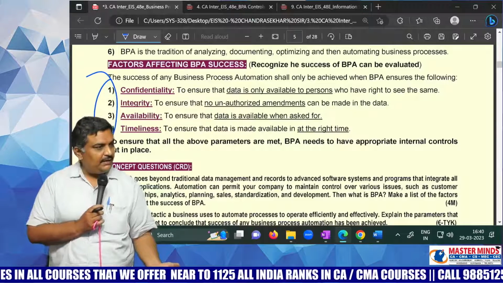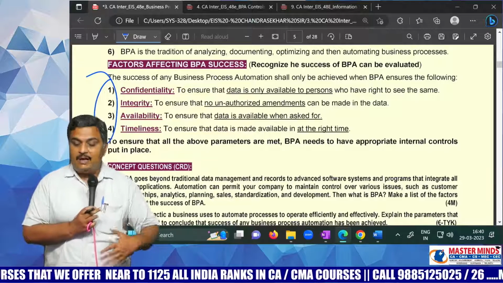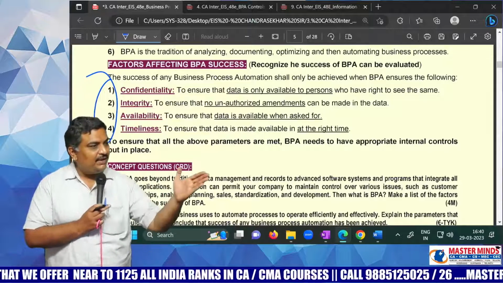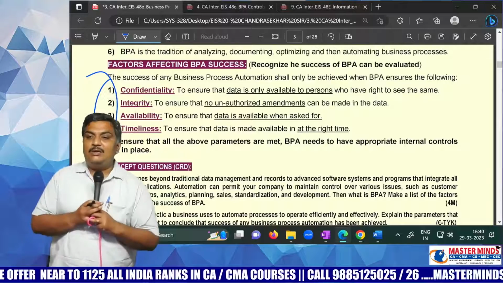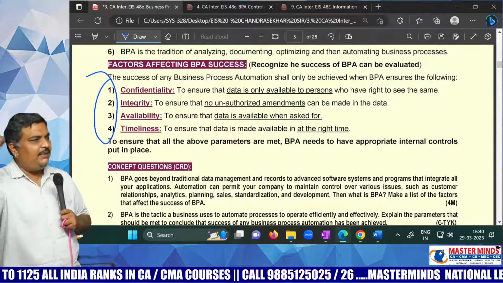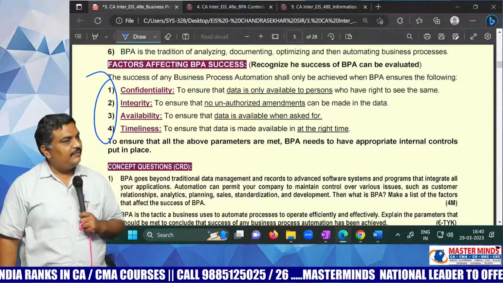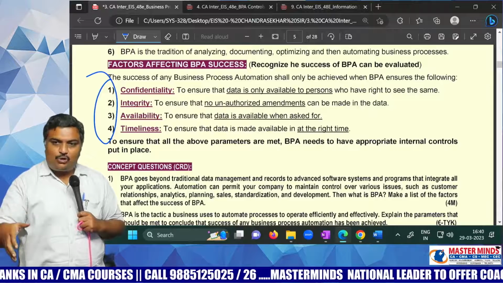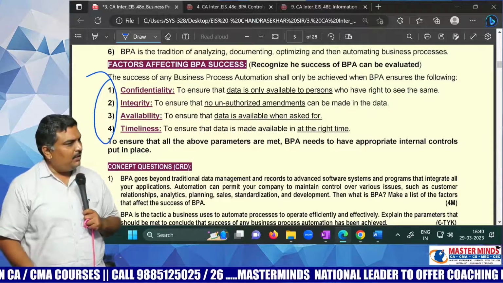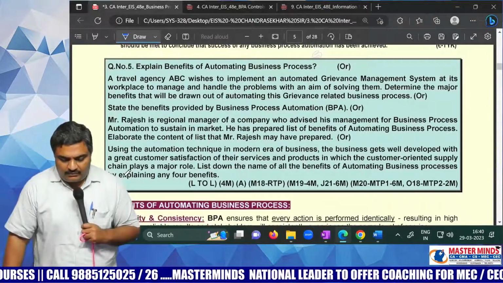Likewise, availability. The data should be available whenever and wherever you want. And above all, the most important thing is timeliness. For example, I want some data and I call my employee, you bring the data. He will say, 2 minutes sir, I will be here. But that 2 minutes will be 2 days or 2 months. But if everything is automated, I can get the data on time. Timeliness is there.